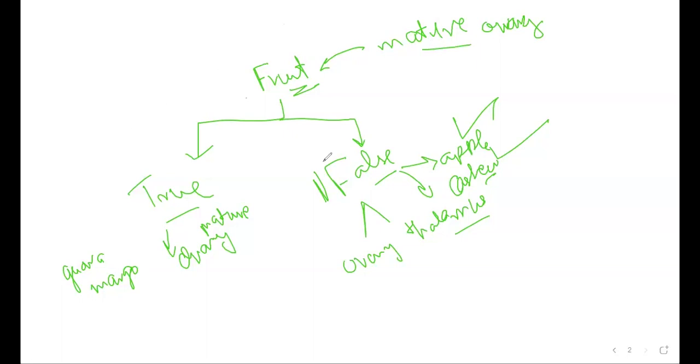We have a true fruit and a false fruit. What is a true fruit? It is the fruit that is made only from the ovary, right? The mature ovary getting converted totally into the fruit becomes a true fruit. Example, guava and mango.